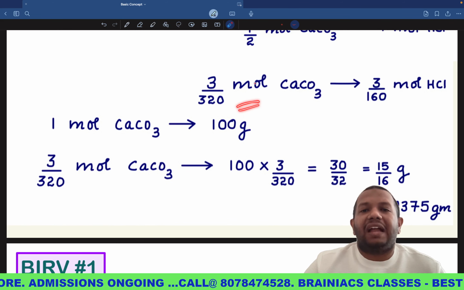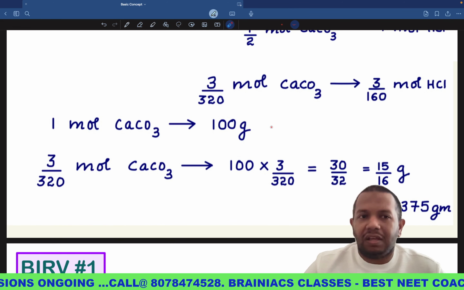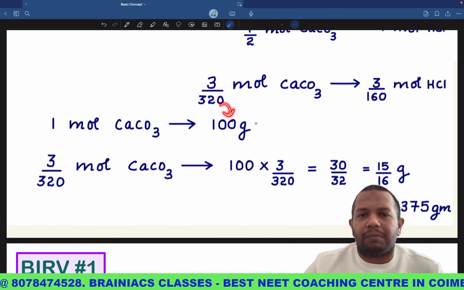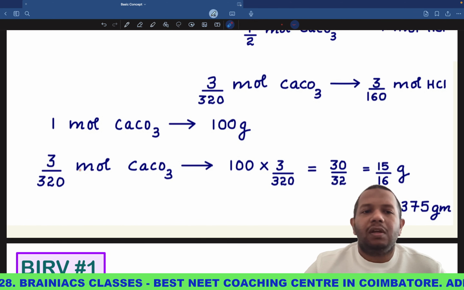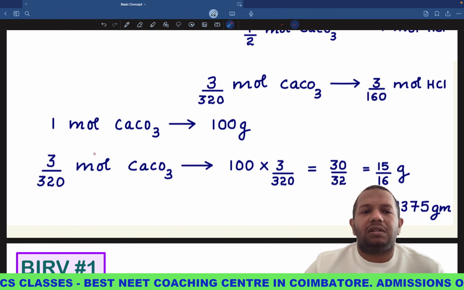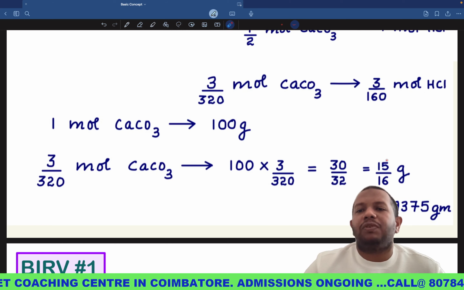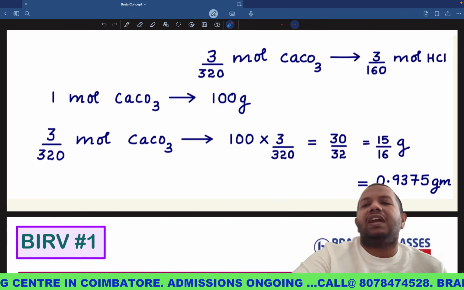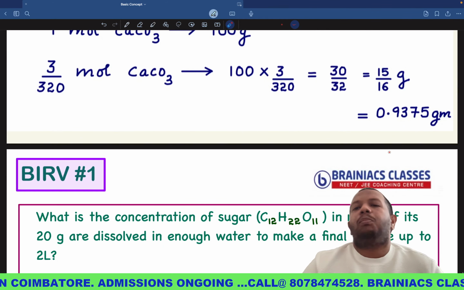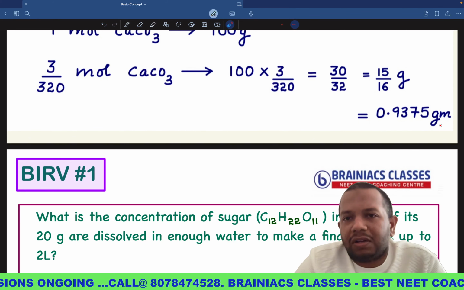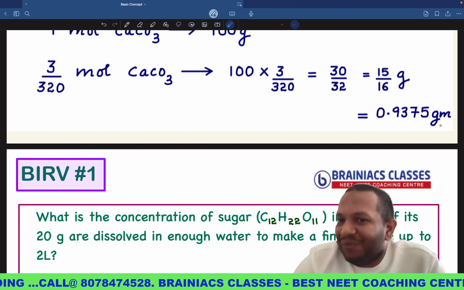But they are asking the answer not in moles but in mass. We know that 1 mole of calcium carbonate will have a mass equal to the mass number in grams, that is 100 gram. So 3/320 mole will have what? Multiply by 3/320 on both sides. So this will become 15/16 gram, or we can say the answer is 0.9375 gram. It's a very important question that already came for NEET.